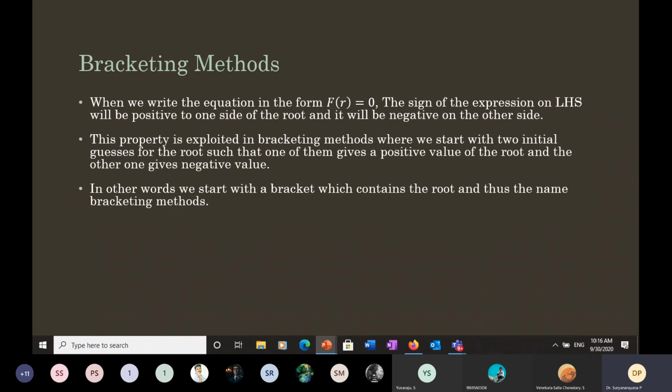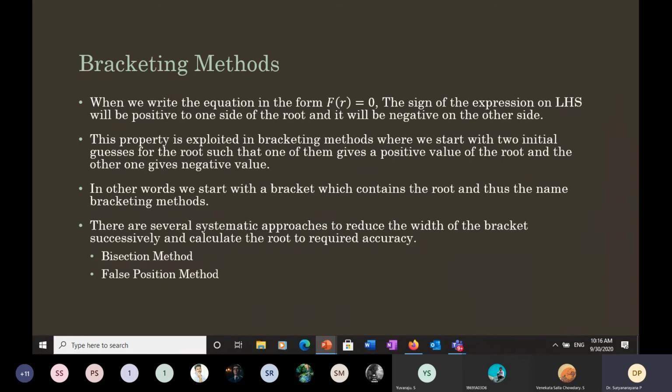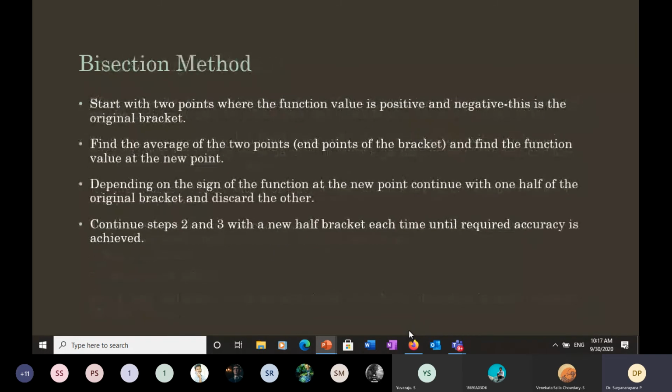The question is, how do you decrease the width of the brackets? There are two approaches I mentioned. One is bisection, where every iteration you cut the bracket into equal halves. That's why it's called bisection. And then see which half has the root. Whichever half has the root, you keep that. The other one you discard. And the false position method works exactly the same as the bisection method. The only difference is we use a different formula to identify the new root. The point, when I say new root, is the point where you will break the bracket.